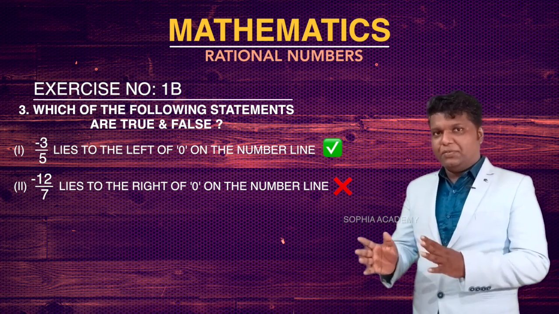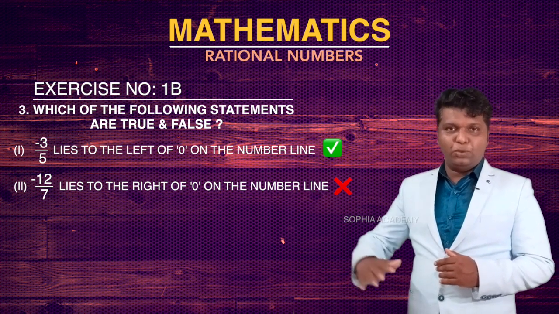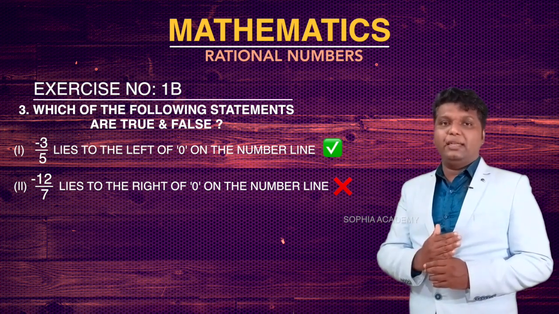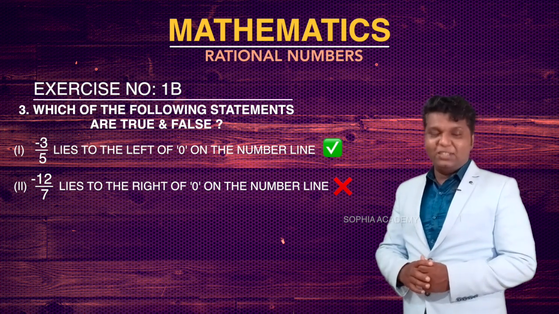And this right and left, how can you understand? Towards the left means lying after 0 towards the left hand portion, and towards the right means after 0 towards the right. From 0 we will mark left and right. Okay, forget not. Next, third statement.